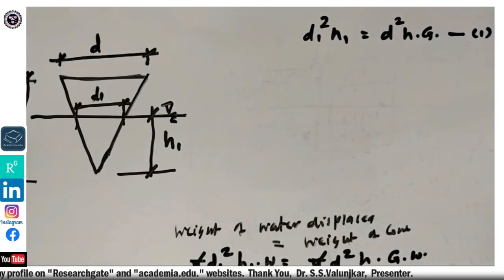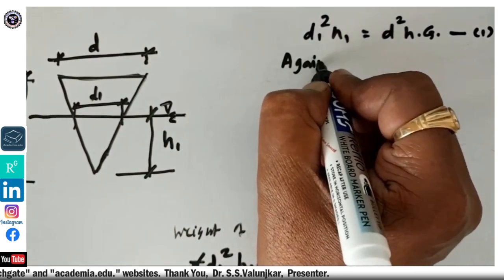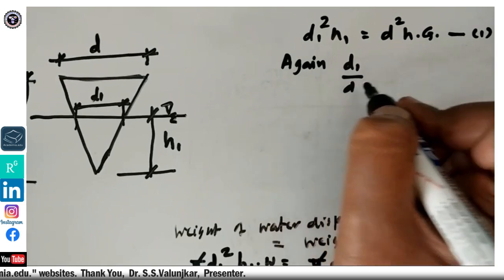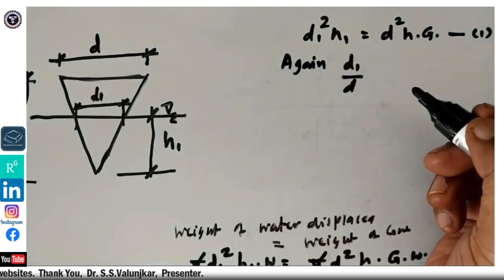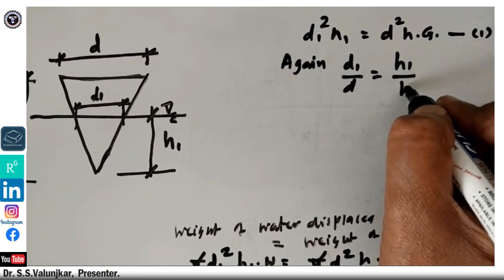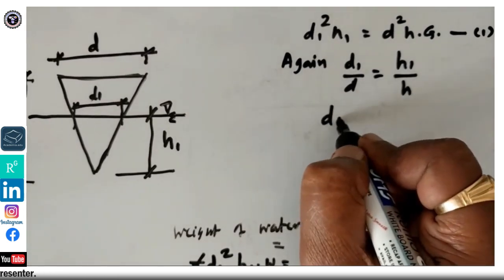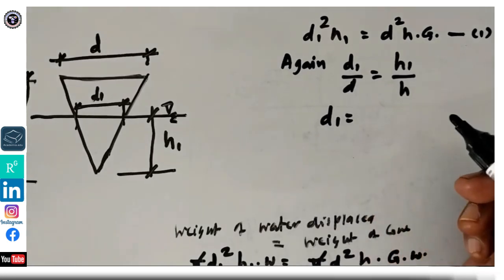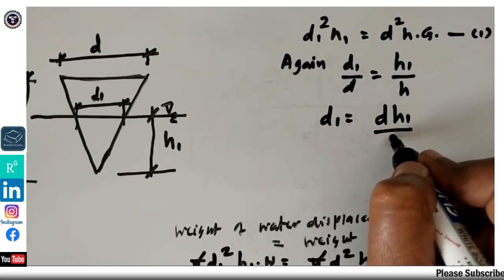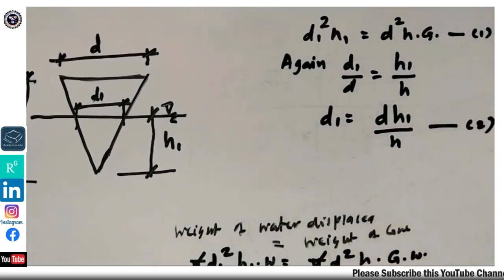Then again d1 by d is equal to h1 upon h. That is, d1 is equal to d into h1 upon h. Equation number 2.